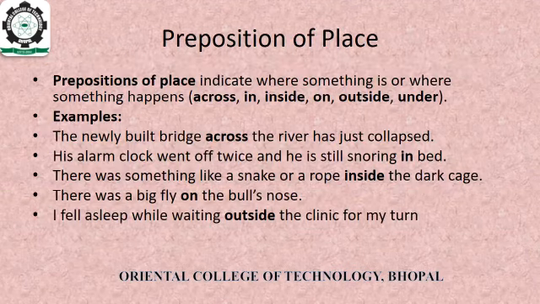Prepositions of place. Prepositions of place indicate where something is or where something happens. Across, in, inside, on, outside, under. Examples. The newly built bridge across the river has just collapsed. His alarm clock went off twice and he is still snoring in bed.